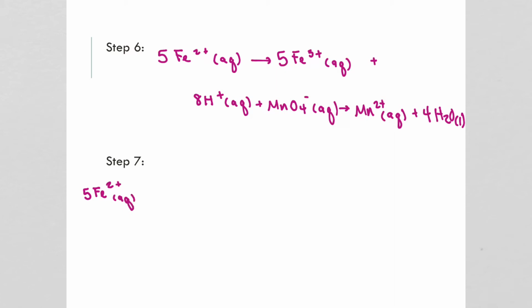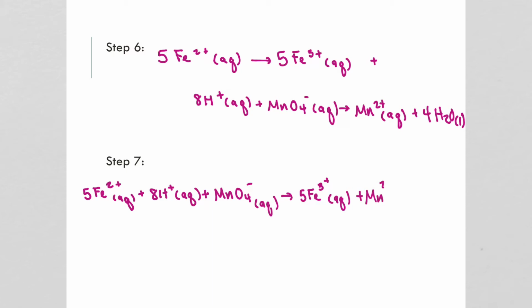(aq) plus 8 H+ (aq) plus MnO4- (aq) becomes 5 Fe3+ (aq) plus Mn2+ (aq) plus 4 H2O (l). So there's our balanced equation.